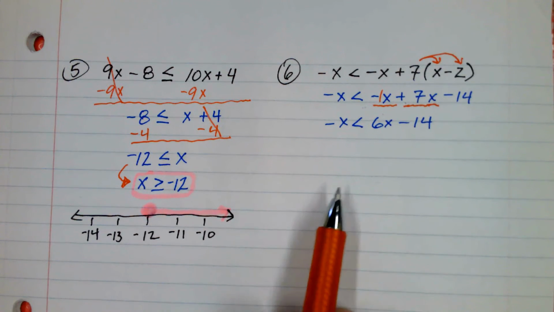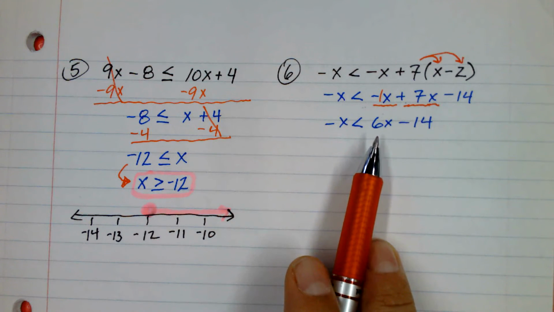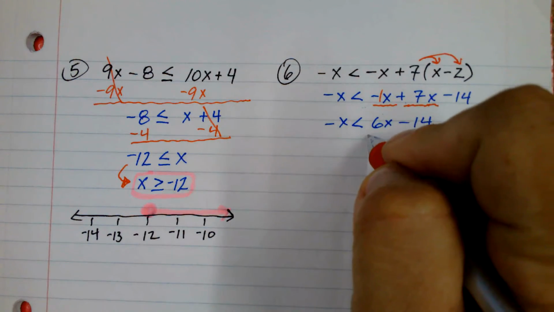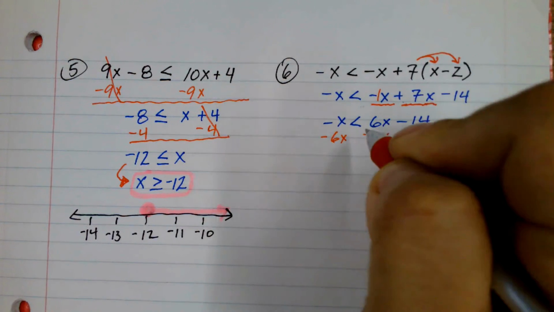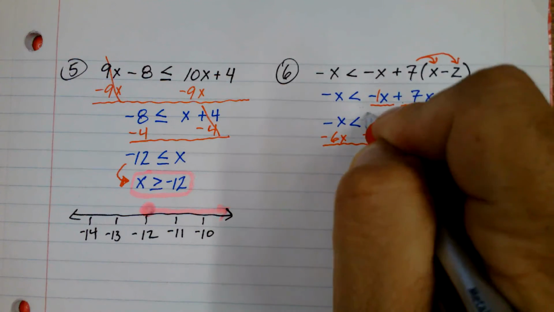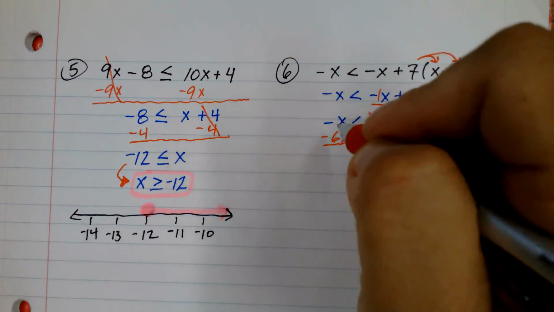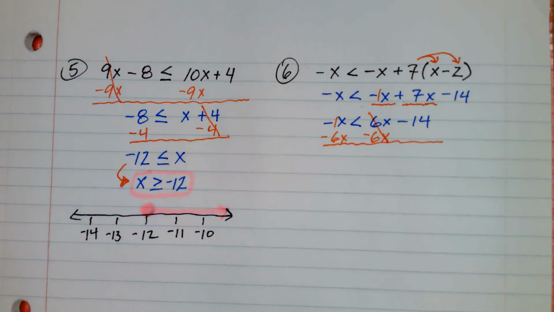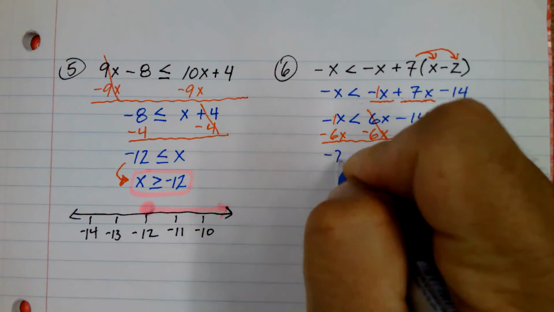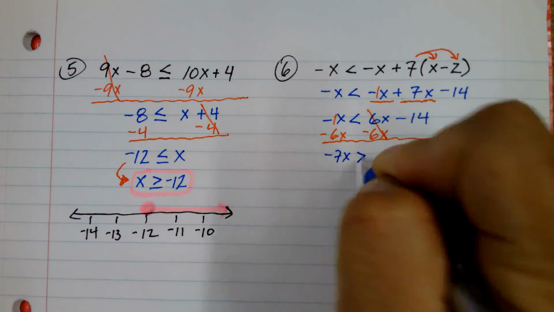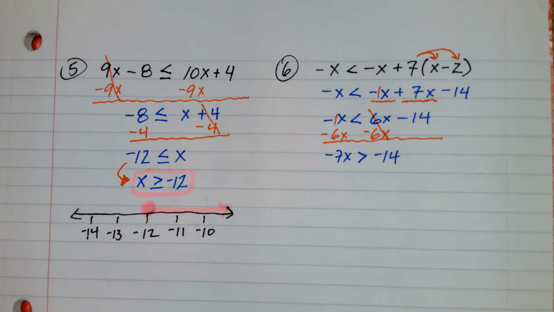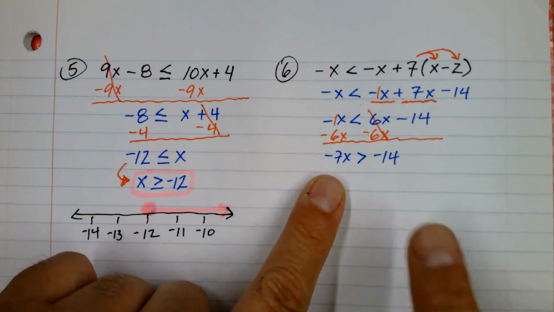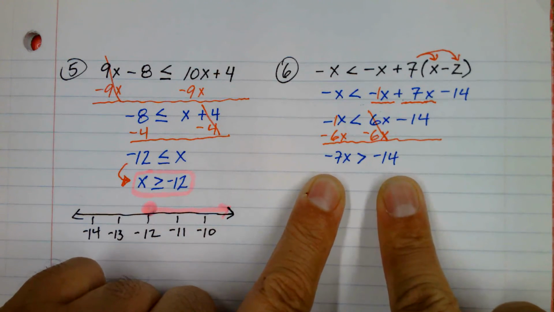The better choice is to get rid of this 6x. Okay? That's the better choice, guys. I'll show you why. Let's just do that. Again, this is a negative 1. Negative 1 and 6 is negative 7. That way you have the variable on the left side and the constant on the right.